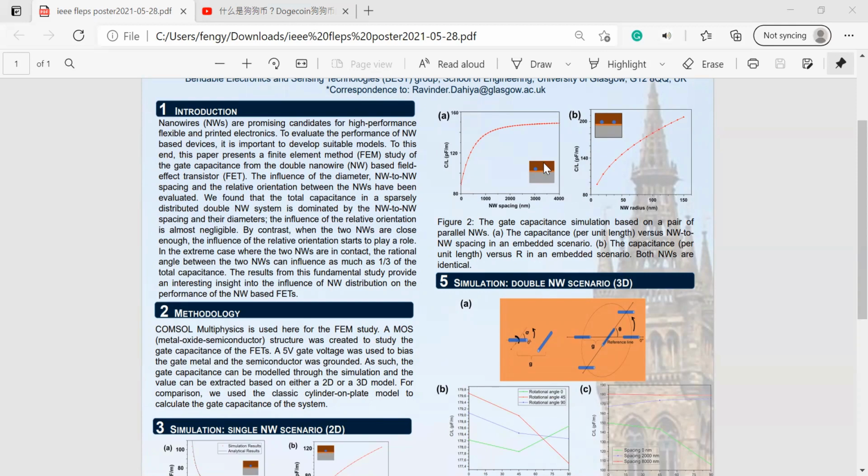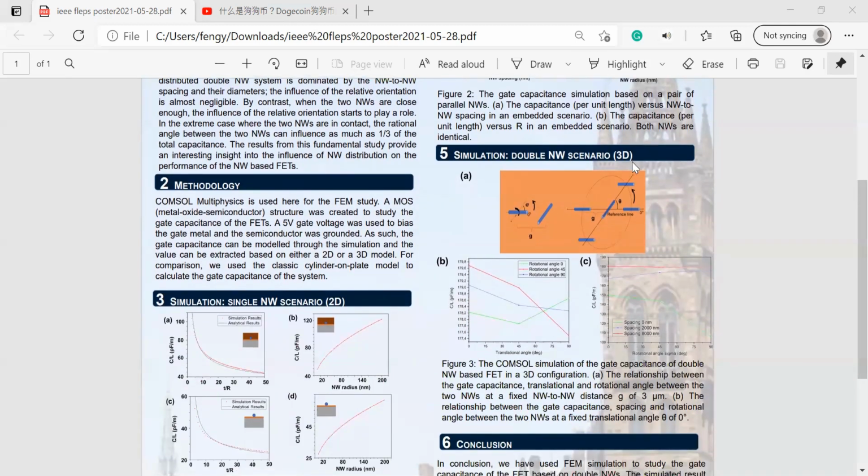This is because the existence of one nanowire will lead to some screening effect to the electrical field of the other nanowire. So the increase of the spacing between the two means the screening effect will decrease. And in the extreme case, when the two nanowires are far enough from each other, then the entire capacitance is more or less equal to double the value of the gate capacitance from a single nanowire FET. And another extreme is that the two nanowires are very close. Then in this case, it behaves more like a thin film rather than a nanowire.